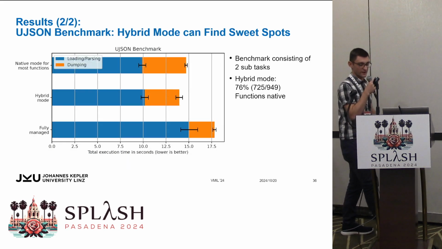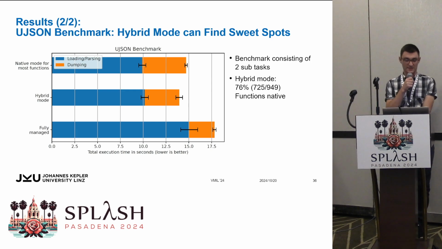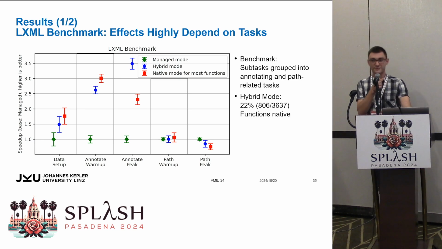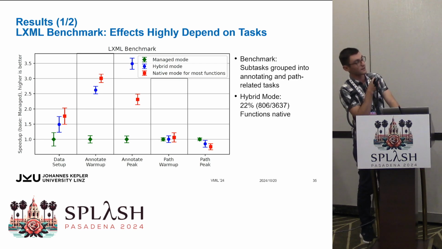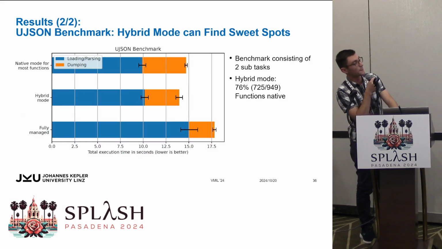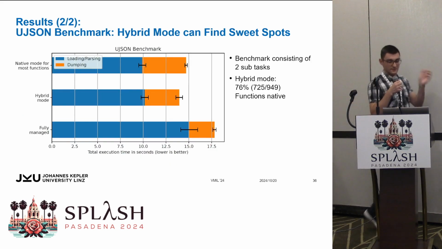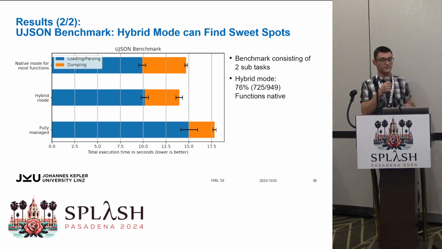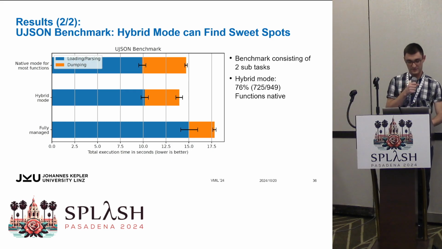And the other benchmark I would like to show is the JSON benchmark. So when we go back, this is kind of the same situation we had for the annotation tasks for the middle column here. What is done there? JSON data is loaded and parsed and then dumped again. And what can be seen here?